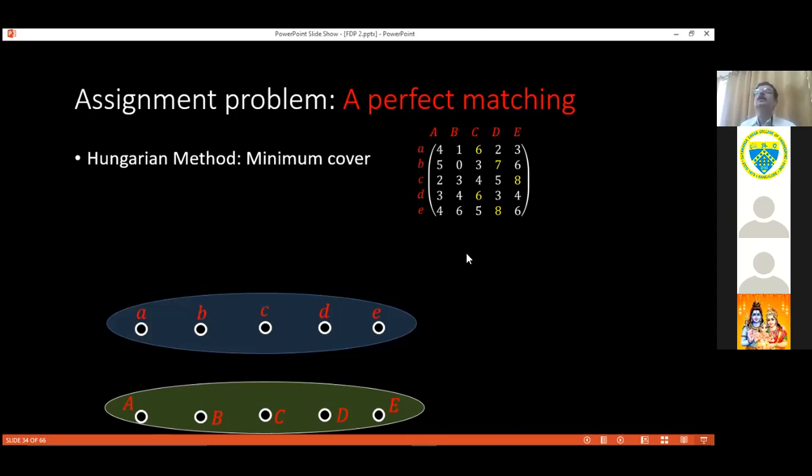Now, if you see the matrix, if I assign the job capital C to the person small a, I'm getting a profit of 6. That's the maximum profit I can earn from A. Okay. Similarly, the maximum profit I can earn from B is 7. Maximum profit I can earn from C is 8. Okay. These are the possibilities. Now I am going to think practically what is possible to happen.